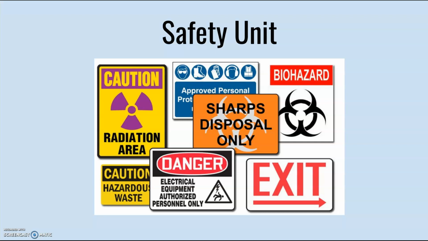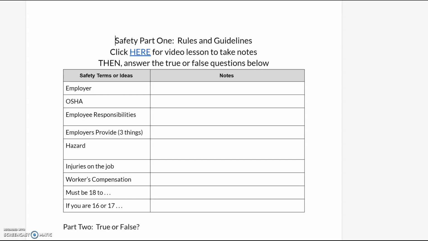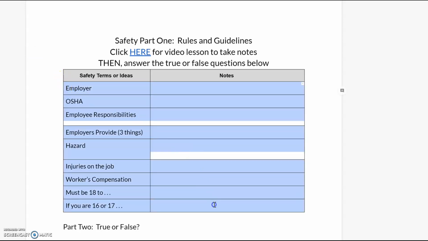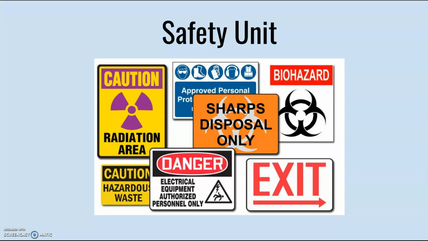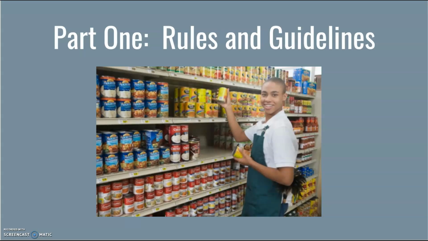So if you could please go ahead and log on to your Google Classroom, you will find an assignment that looks like this. Safety Part 1 Rules and Guidelines. And we're going to be taking some notes in this section, and then there are some true or false questions for you to answer on your own before you submit. So here we go. Safety Part 1 Rules and Guidelines.